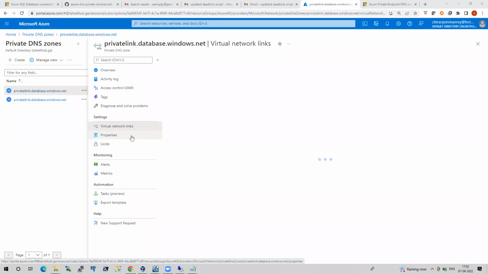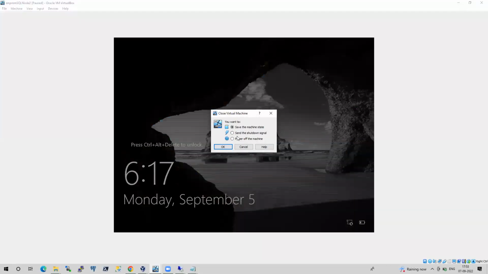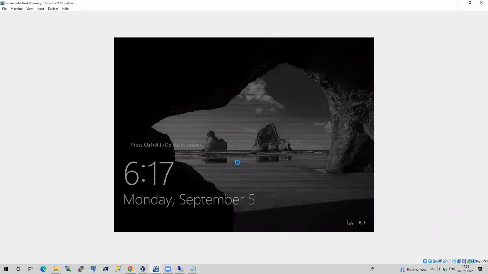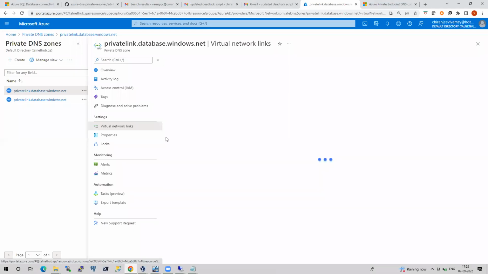Where is replication? What is this DNS? Let's wait for it. Why is it super slow today? Is it this? I'll shut down this machine. We don't require that because we are not dealing with replication. Okay, I'll refresh it again.